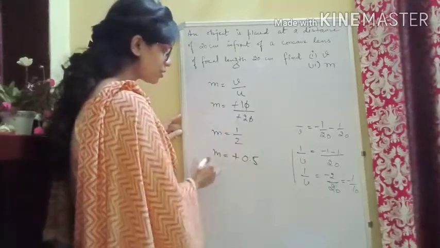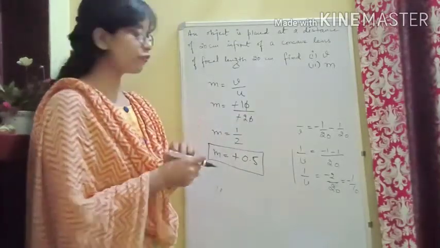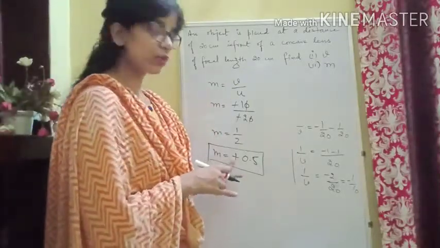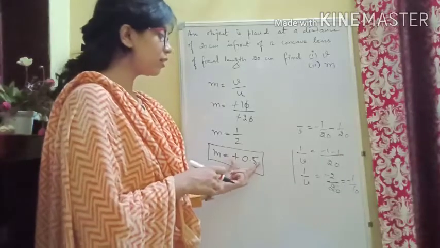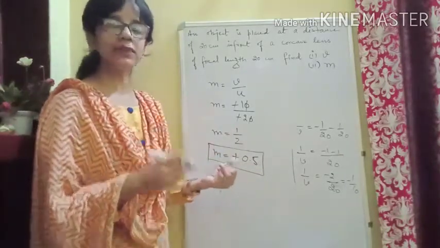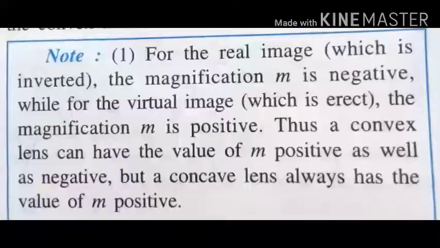And you see this is with a plus sign, because magnification is negative for real images and magnification is positive for virtual images. So it is coming plus 0.5, and since it is a ratio, it won't have any unit. Now let us proceed to our next question.